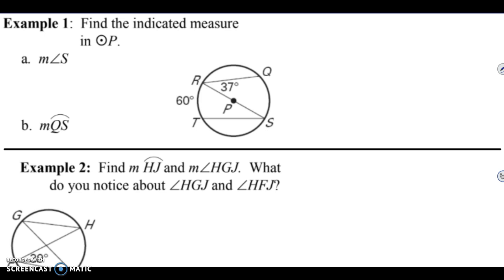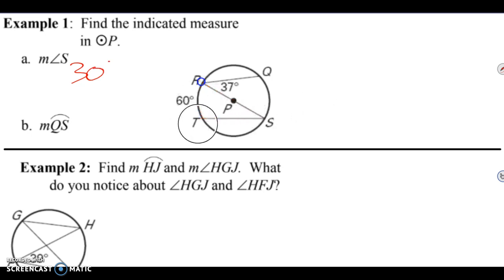All right, so in example 1, find the indicated measure in circle P, measure of angle S. This is angle S right here. Because the vertex is on the circle, it is an inscribed angle. Its intercepted arc is arc RT, which is 60 degrees. So the inscribed angle is half the intercepted arc. Okay, so angle S is 30 degrees.